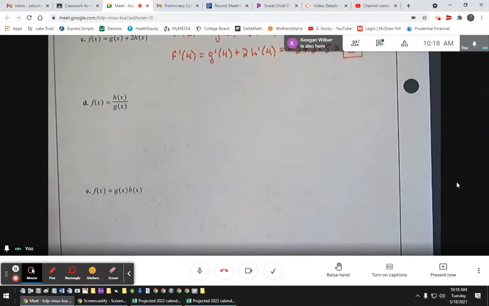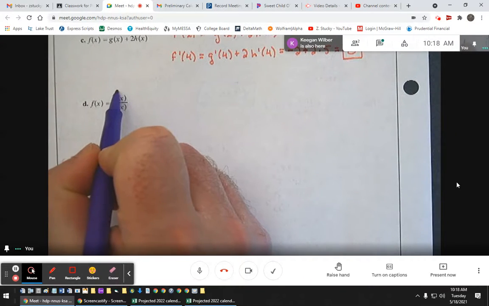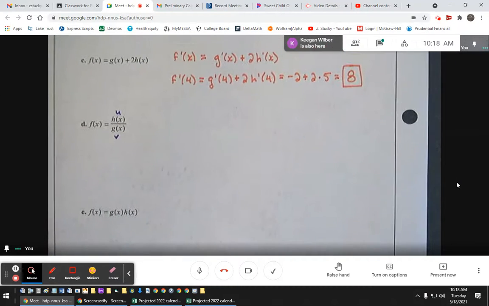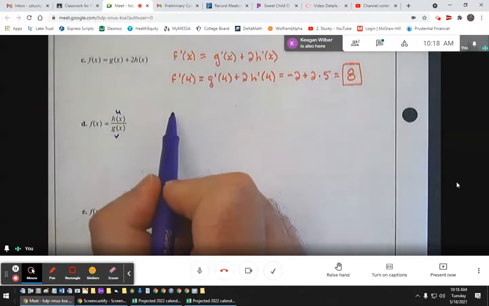Now we're going to move on to the complicated ones. So we've got H over G. Is this sum, difference, product, quotient? Obviously, it's quotient. So I have to apply the quotient rule. Now I'm going to get a little lazy here. I'm just going to write this is U and this is V. So now I'm going to do the quotient rule over here.